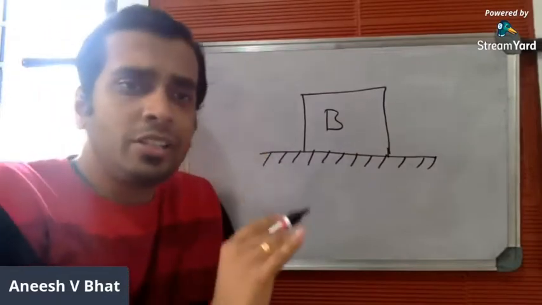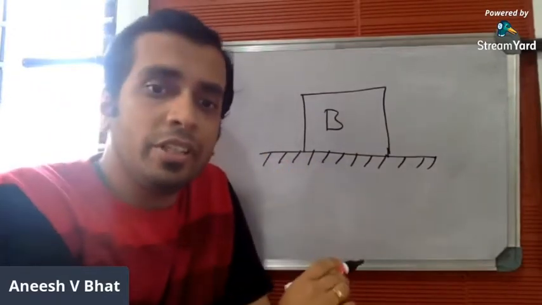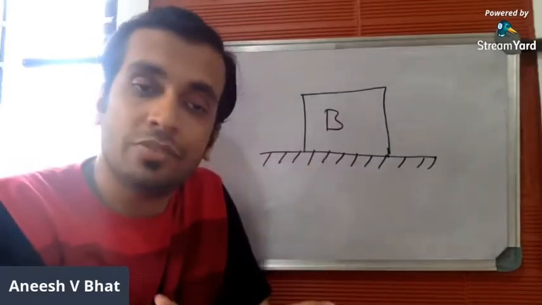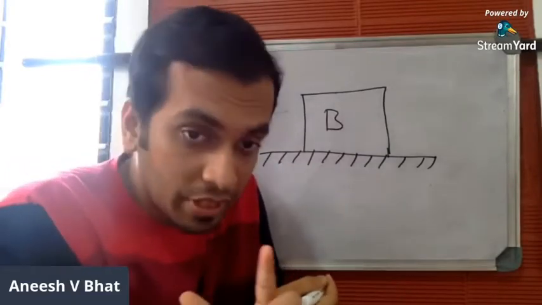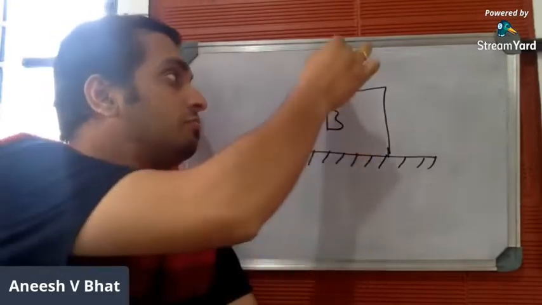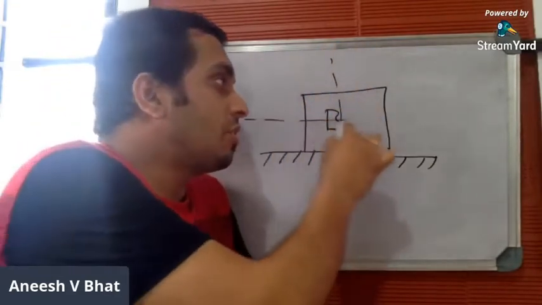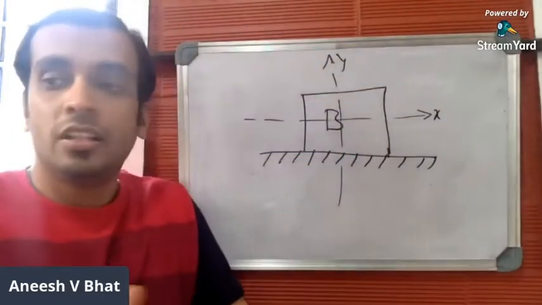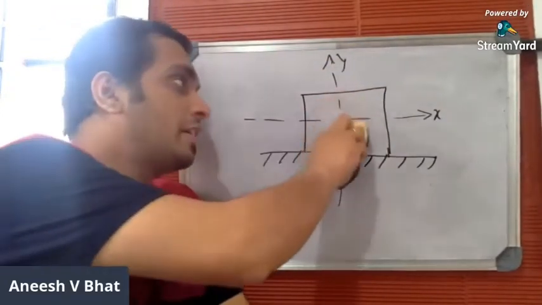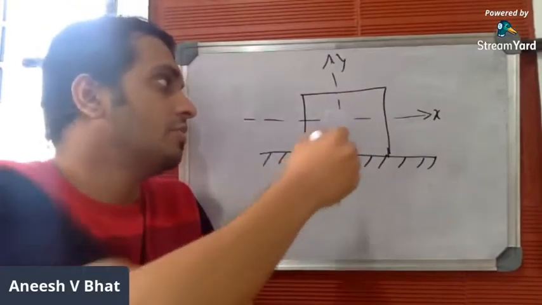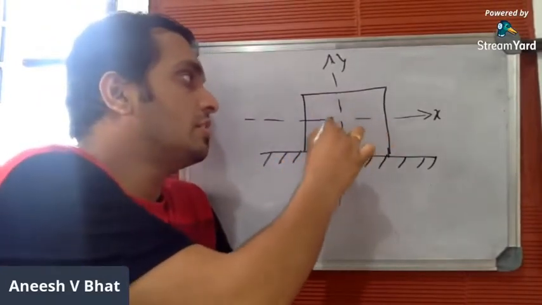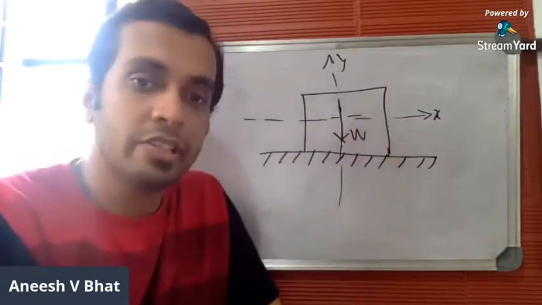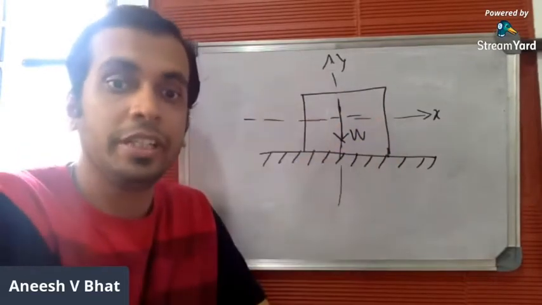Whenever a body is in contact with the surface, you know how to mark the hidden forces. So these are the hidden forces. If I draw the coordinates in this way, this is the x-axis, this is the y-axis. The first hidden force you can mark is the self-weight. Self-weight of the body will act vertically downwards.